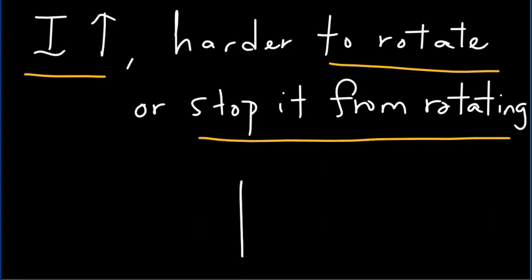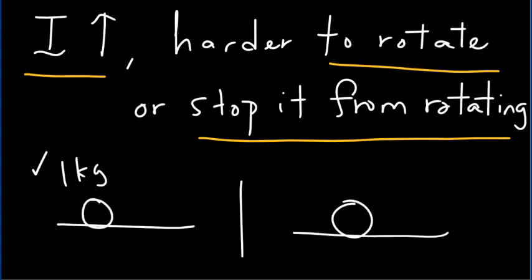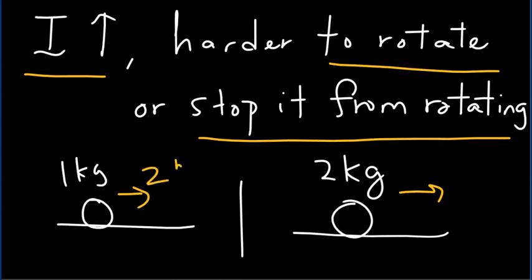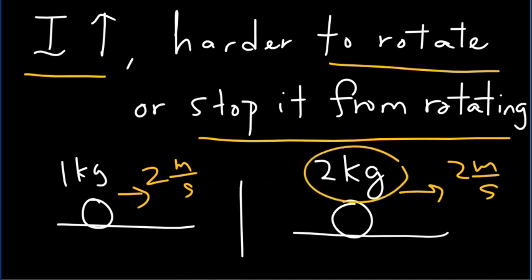Just like in the linear case, if you have two masses, one a 1 kg mass and the other a 2 kg mass, and both masses are initially at rest, it would be harder to move the 2 kg mass than the 1 kg mass. Or equally, if the two masses are moving with the same speed, 2 meters per second, it would be harder to stop the 2 kg mass than to stop the 1 kg mass.